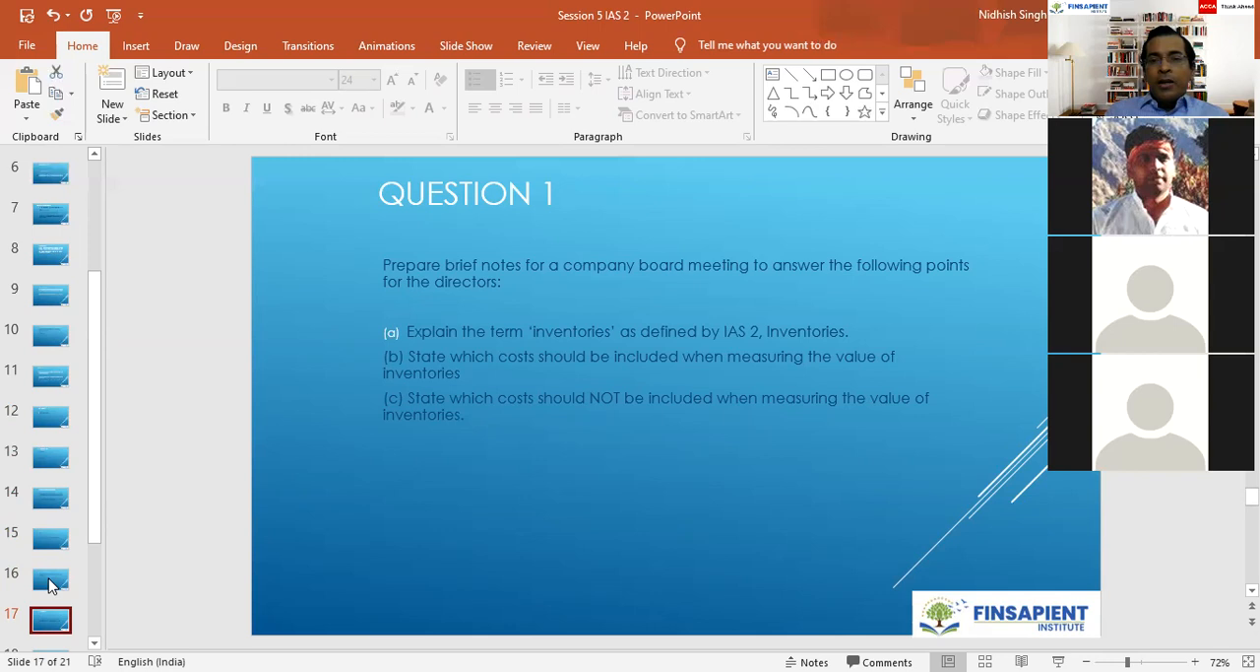So there's some kind of a revision or definition stuff: what is the inventory as per IAS 2? Which are the costs that should be included for the measurement of the value of inventory? Which are the costs that we don't include?